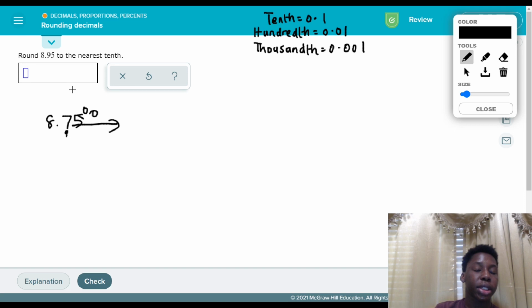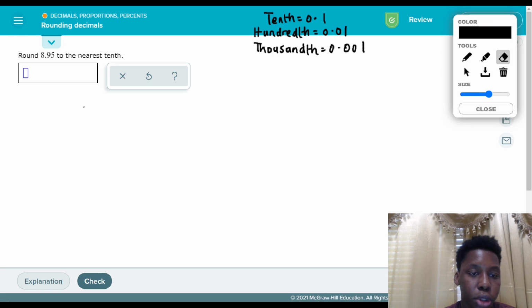When we're working with this kind of question, we're going to be rounding the decimals only. So that means we're going to be rounding the numbers behind the point here. All these numbers here, we're going to be rounding them. Let me start with the question. This question is asking us to round 8.95 to the nearest tenth.